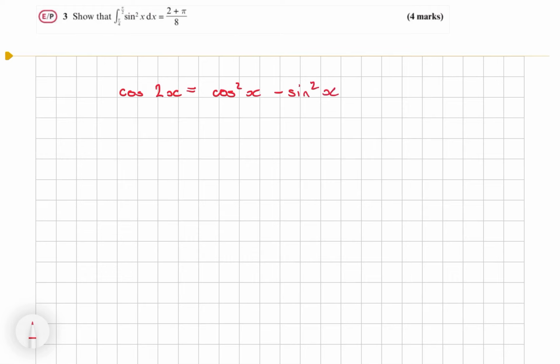Now I want to be writing sine squared in terms of cos 2x, so I want to replace this cos squared x, which is 1 minus sine squared x. Still got this other minus sine squared, which means it's equal to 1 minus 2 sine squared x. Now I want sine squared x, so if I rearrange it, sine squared x is going to be equal to a half of 1 minus cos 2x.